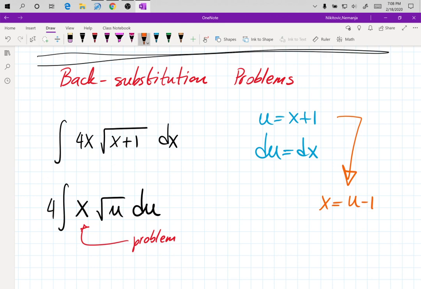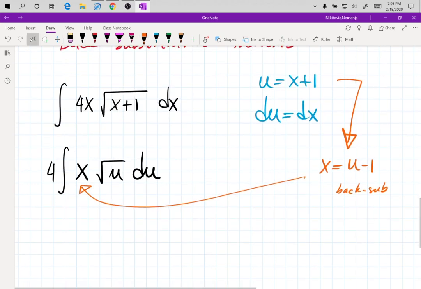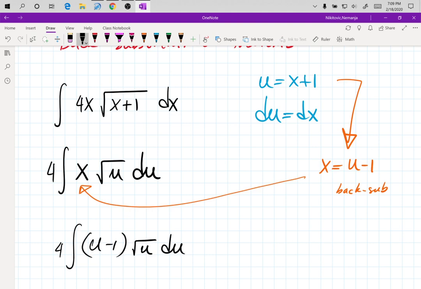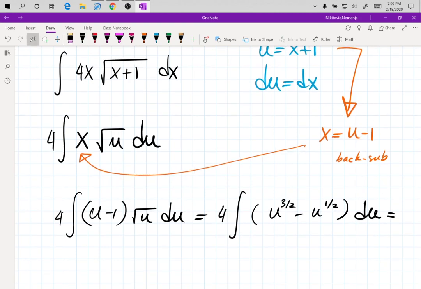So this part here is what we call back sub. And then you plug that one in right there, and you will now have 4 integral of u minus 1 times square root of u du. You get to distribute. It becomes u to the 3/2 minus u to the 1/2 du. And here are the basic integrals. So that's called the back substitution method.